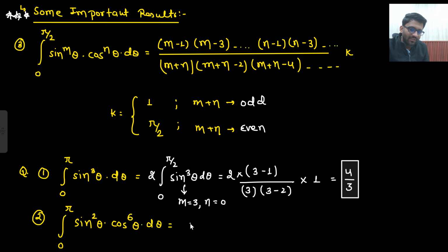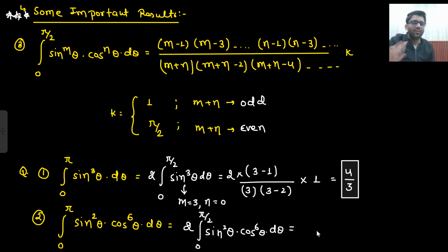So now I can apply this formula, but into 2 and then the same magnitude. So if I call only this as I, then 2 into 0 to pi by 2, sine square theta, cos to the power 6 theta, d theta. Now what I need to do? I need to apply the formula. So 2 is already there, that I am writing 2 only.